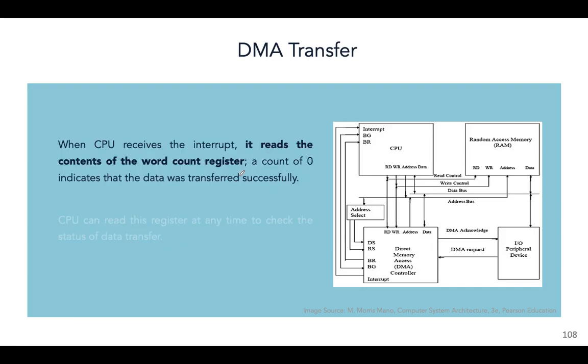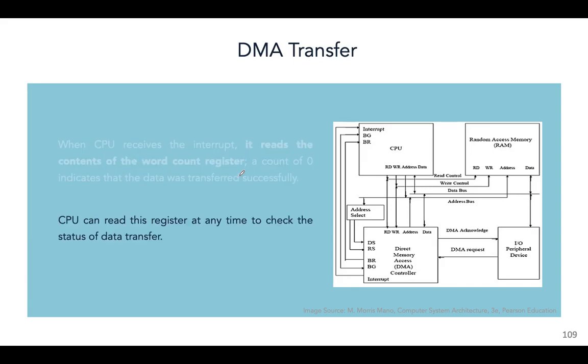So when the CPU receives the interrupt, it reads the contents of the word count register just to make sure that the count is 0, because the count of 0 would indicate to the CPU that the transfer was completed successfully. Now, this checking of the word count register can actually happen at any time. The CPU is free to check the contents of the word count register at any time to keep an eye on how the transfer is proceeding.